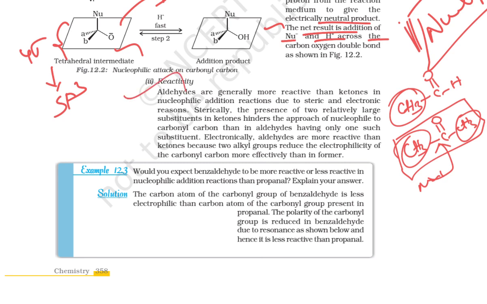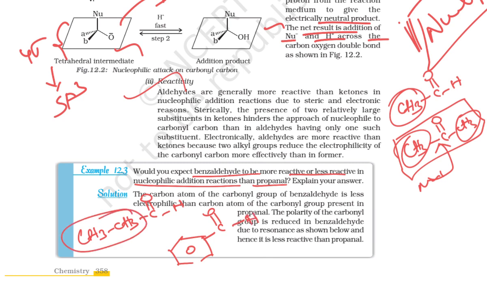Would you expect benzaldehyde to be more reactive or less reactive in nucleophilic addition reaction compared to propanal? If I take propanal, look here, this is your propanal. Then one more example they have given, the benzaldehyde. In propanal, this alkyl group is electron releasing, while the other is neutral in nature, neither releasing nor pulling the electron. At that time this gets more polarized. This becomes minus, this becomes plus.